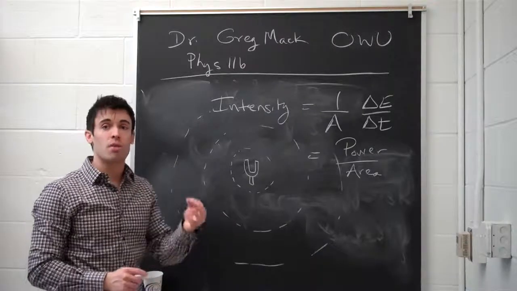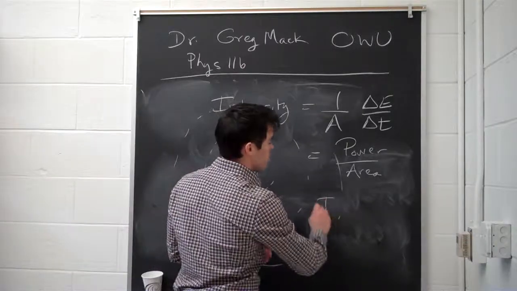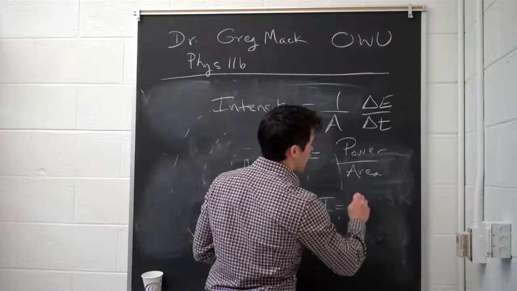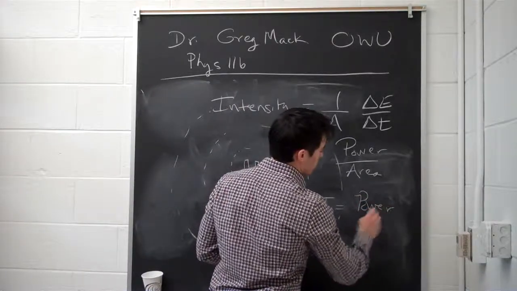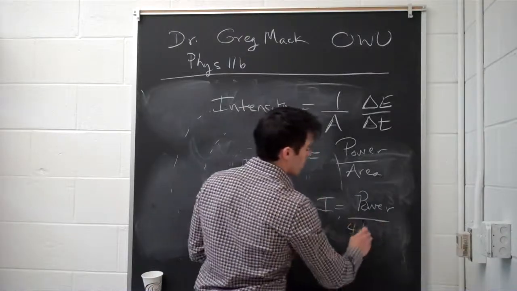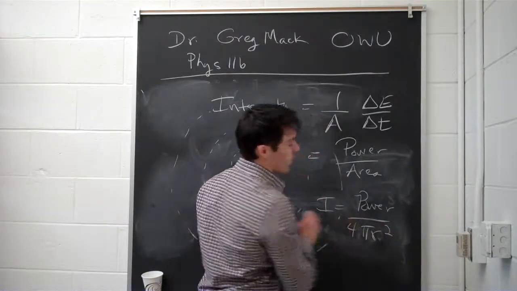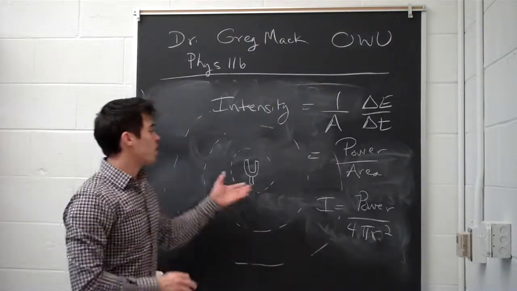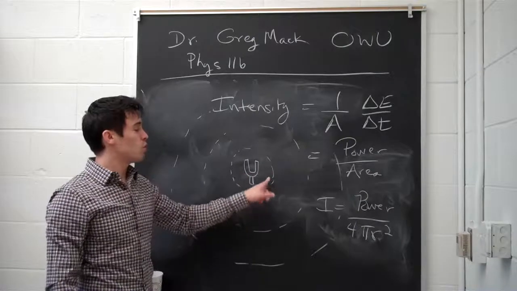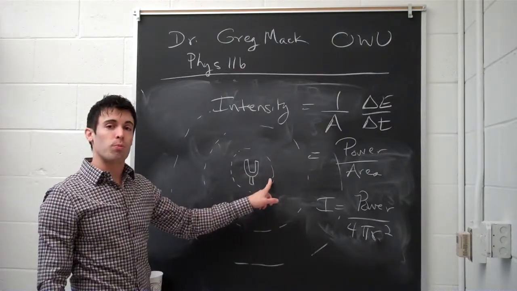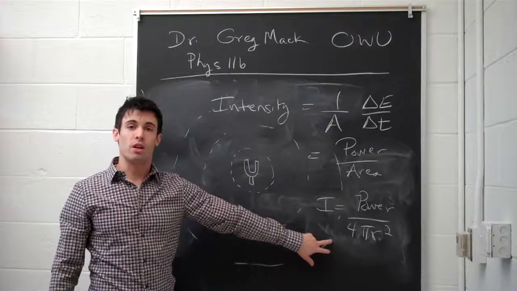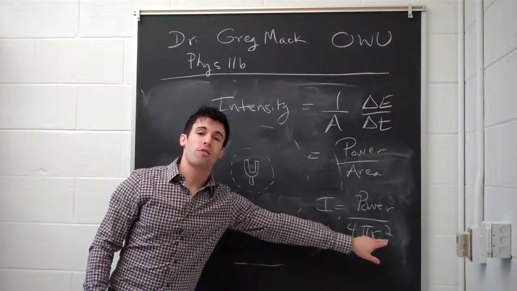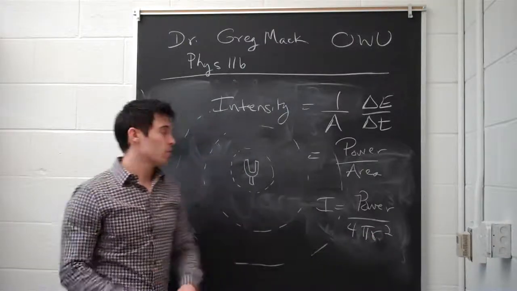The surface area of the sphere is 4 pi r squared, so the intensity for an object that's emitting sound spherically is the power divided by 4 pi r squared, where r is the distance from the source. So someone who is sitting right here next to the tuning fork is going to hear it much more loudly than someone who is sitting way over here. Okay? And it will drop off by this factor of r squared in the denominator there.